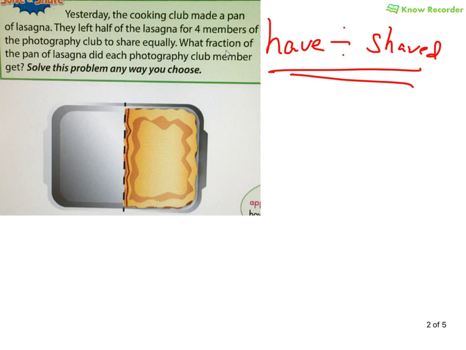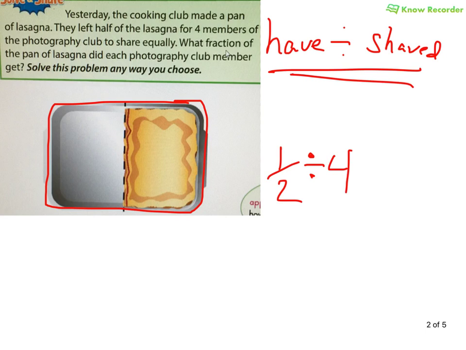So, yesterday, Club made a pan of lasagna. My whole is a pan. That's what kids forget. You guys are always thinking, hey, my whole is what I have, and what I have is right here. It's this half lasagna. It's going to turn out it's not. They left half of the lasagna for 4 members of the photography club. So, if I'm thinking about what I have, half a tray of lasagna. 4 members are sharing it. Since they're sharing it, I'm dividing by 4. All right? So, half a tray divided by 4.